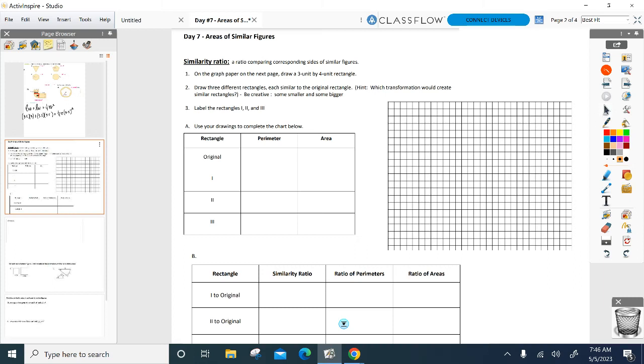All right, here we go. Let's get right into it here. Here's what I need you to do. You guys have a piece of graph paper on the second page of your notes. Everyone see it? Okay, we're going to have to flip back and forth here.